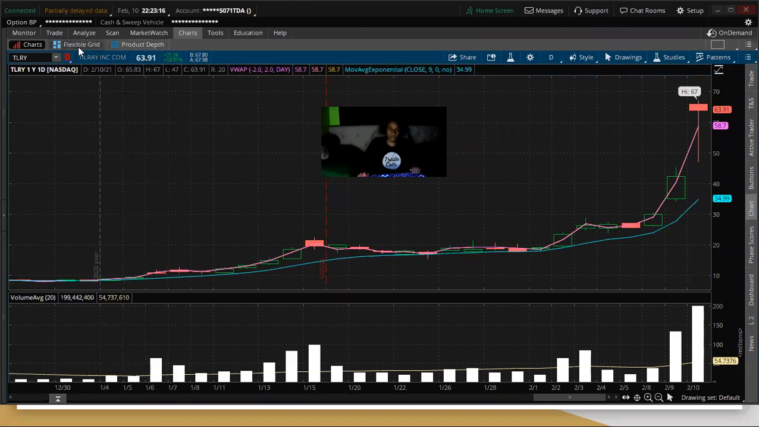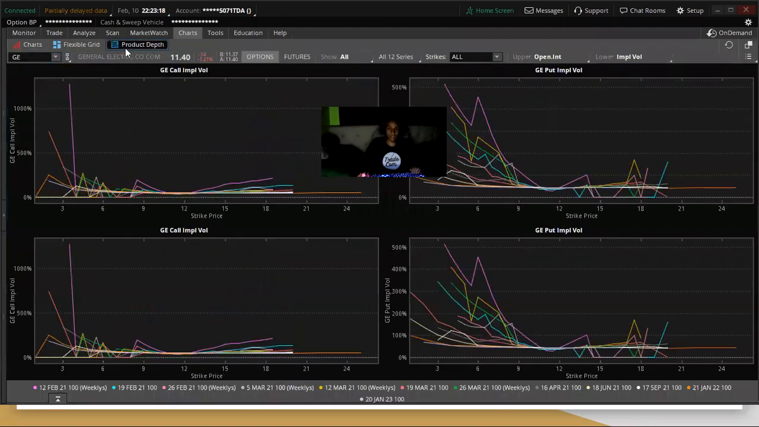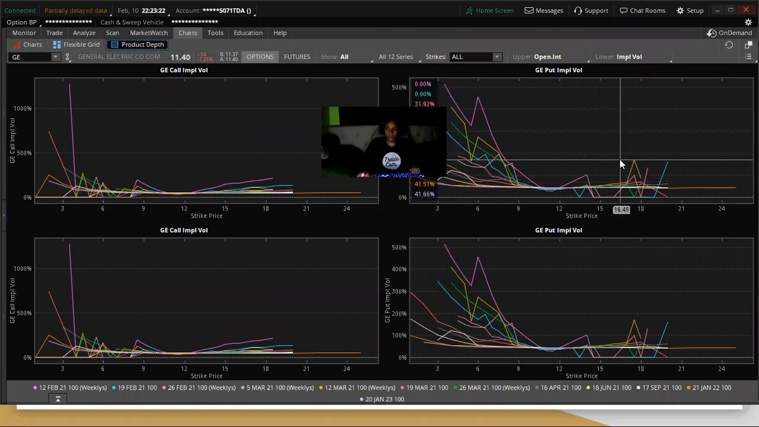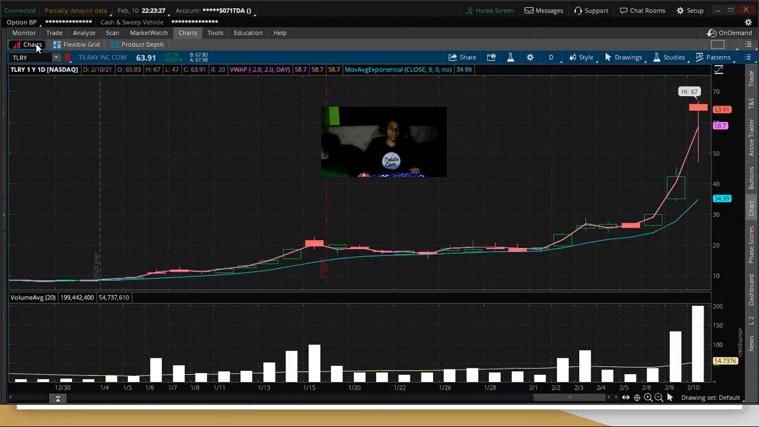Now, this flexible grid over here and this product depth over here, I don't use these at all, so I don't really know too much about looking at these. All I'm really using is the charts feature right here.